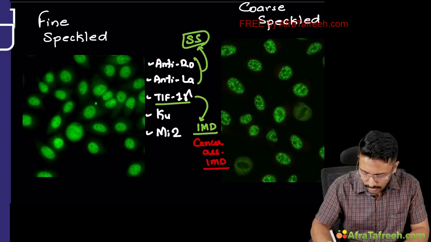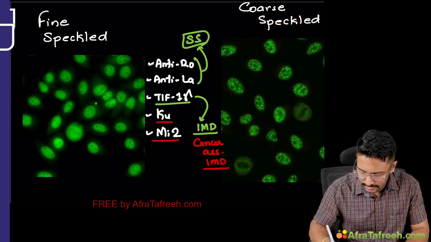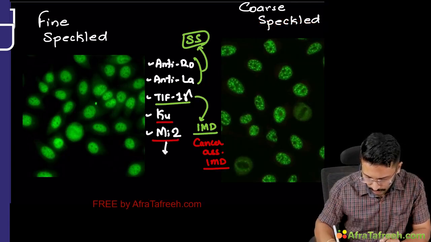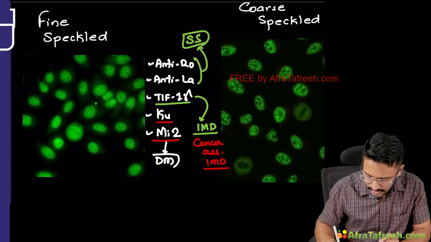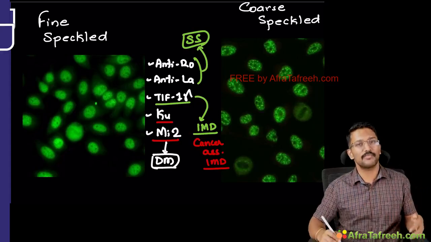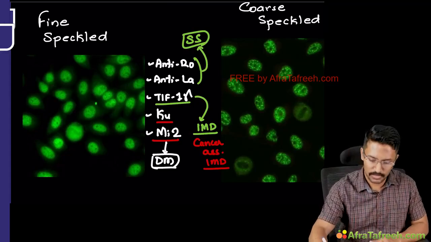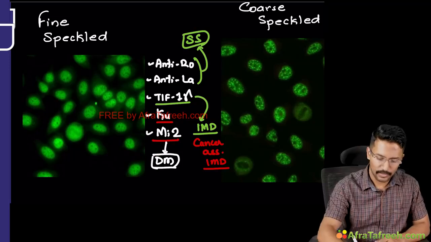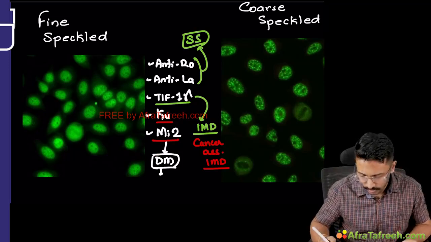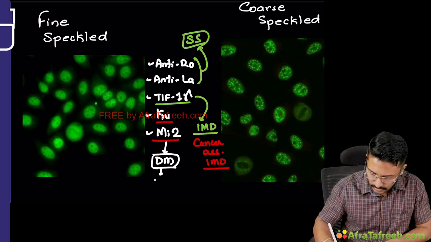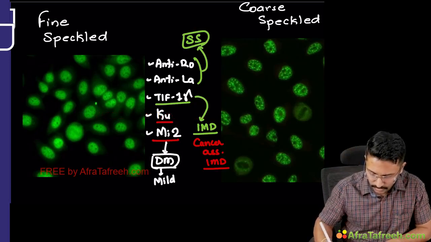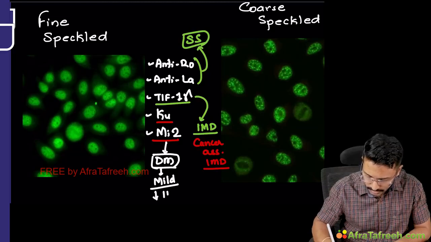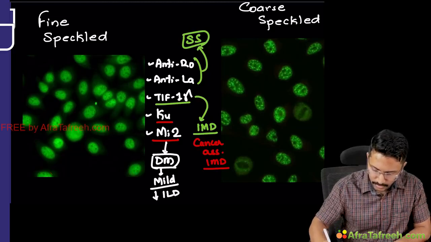Okay, then anti-Ku again we hear in inflammatory muscle disease, and anti-Mi2 particularly, it's something that I want you to remember. Anti-Mi2 correlates with dermatomyositis. I'm not saying the bland word inflammatory muscle disease. I'm very specifically talking about dermatomyositis because anti-Mi2 is specific for dermatomyositis, and it also correlates with a relatively milder disease. So these patients with dermatomyositis with anti-Mi2 antibody generally have mild disease, and there is lower risk of interstitial lung disease if you have the Mi2 antibodies.